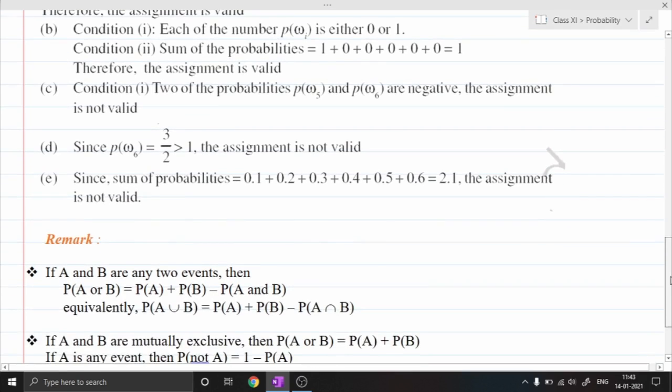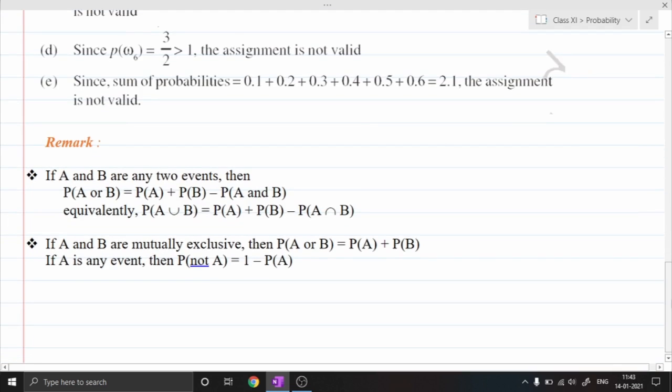Okay, we'll see one question in the exercise of similar kind. Now some remarks that we will see. If A and B are any two events, then P of A or B, you know that 'or' means union. We already know that the number of elements of A union B is equal to n(A) plus n(B) minus n(A intersection B). So here the same formula we have: P(A union B) is equal to P(A) plus P(B) minus P(A intersection B). The similar formula is developed in the case of probabilities.